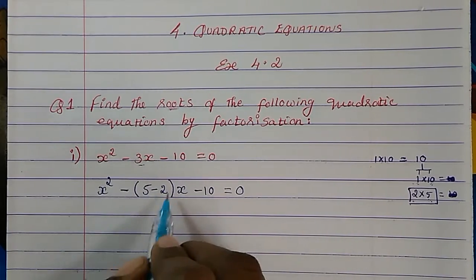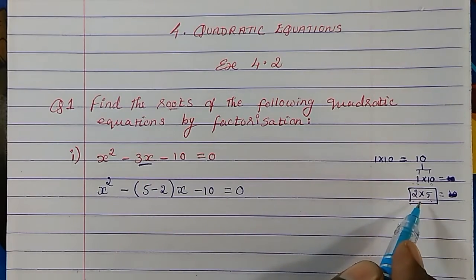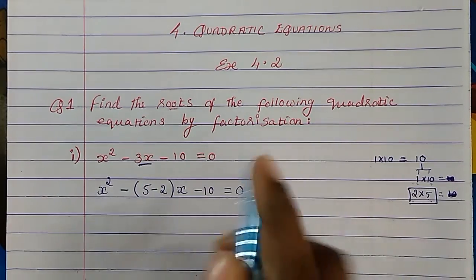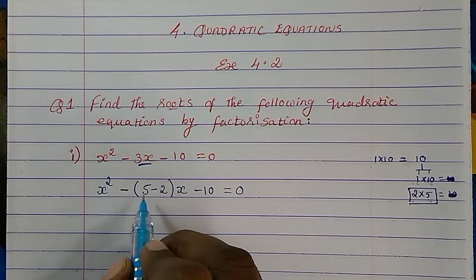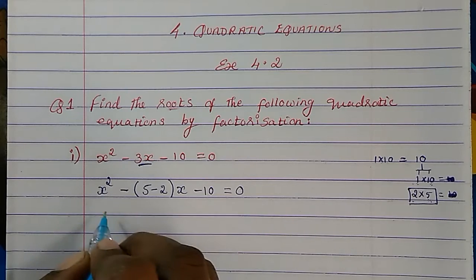Okay. So now is it clear how we split the middle term? We find the factors, and in that, which pair will suit by subtracting or adding. So 5 minus 2 will give us 3. So now you solve this.